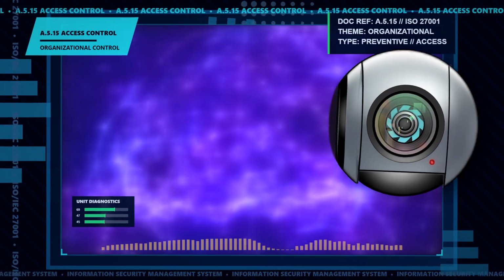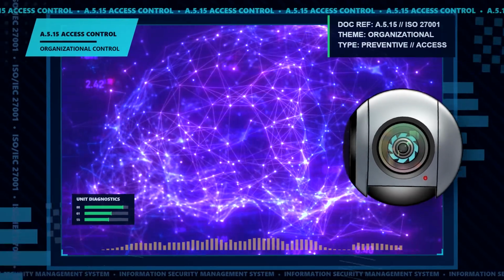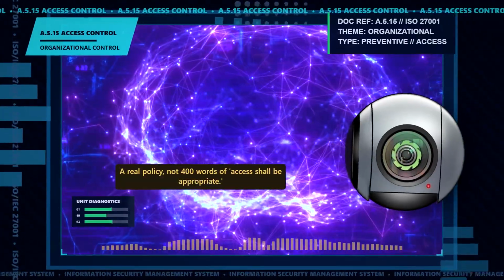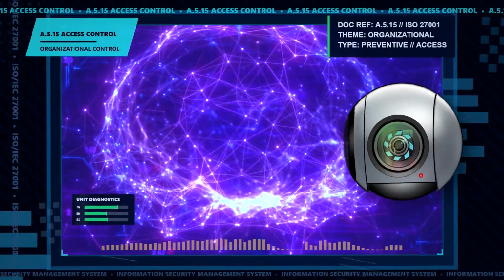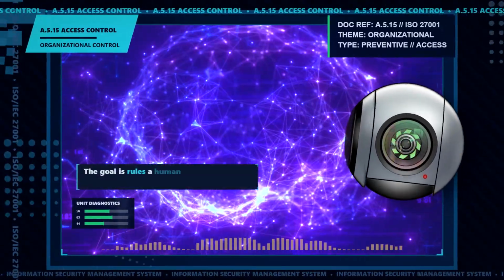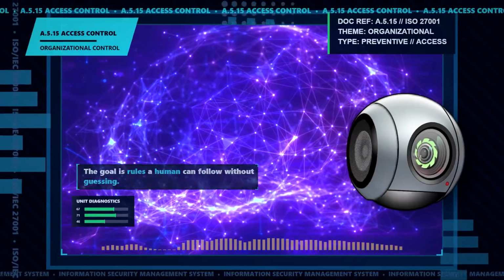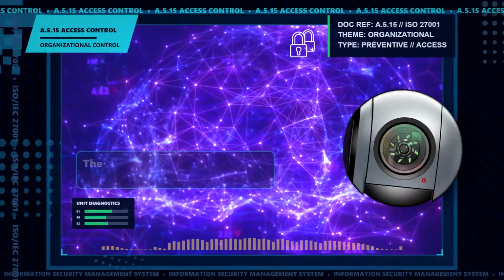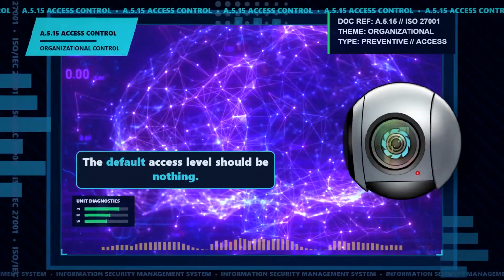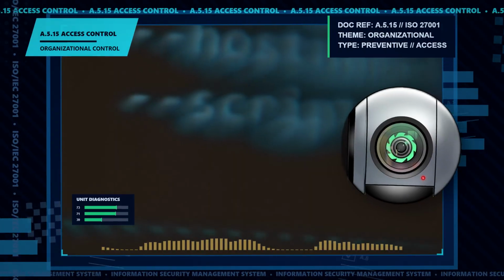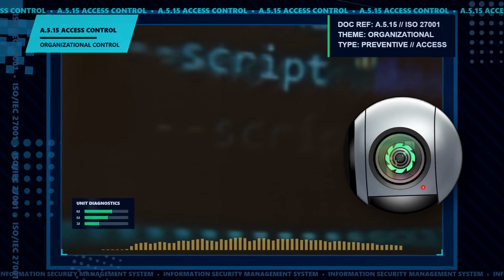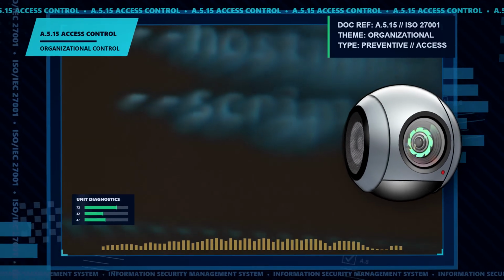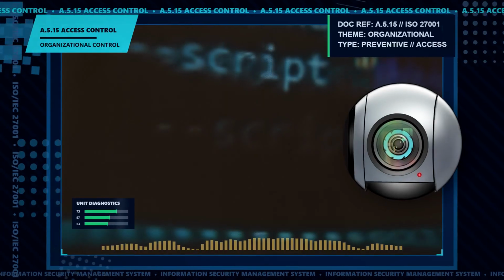So what does the control actually want from you? It wants an access control policy, a real one. Not 400 words of "access shall be appropriate." Appropriate, lovely word, means nothing. What it wants is rules that let a human being make a decision without guessing. That means who authorizes access by role, what the default is, and the default should be nothing. How access maps to job function rather than to individual charm. How privileged access is treated differently because it must be. Access changes on role change, not just on leaving.